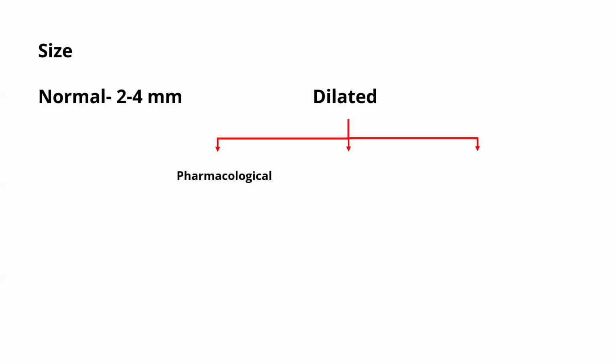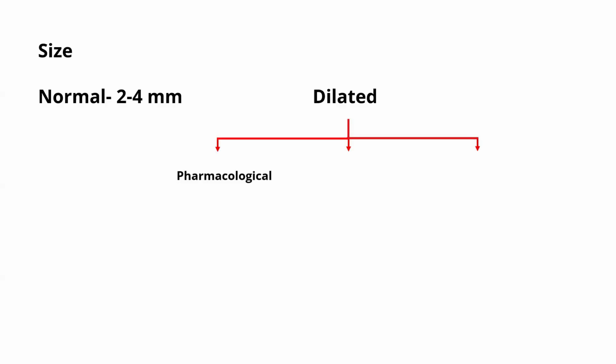The size. The normal size of the pupil is around 2 to 4 millimeter. It can vary in individuals, but it'll be the same on both sides. Please remember, when will it be dilated? Sometimes you'll see that the pupil is larger than the normal size. Three things can be the cause.